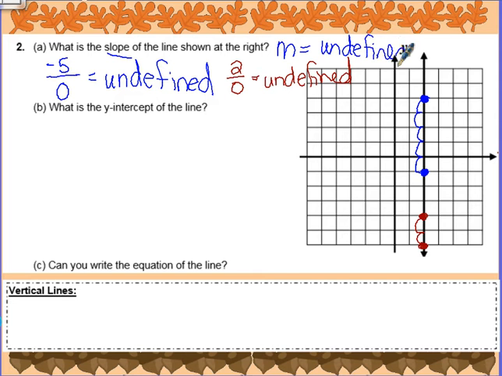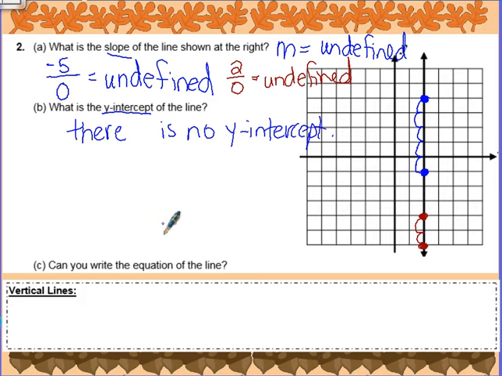Some of you may have remembered Slope Dude from last year. He would fall down that cliff and he would yell, undefined! So that is the slope of a vertical line. The second part, we need to figure out the y-intercept. So, where does this vertical line cross the y-axis? Does it ever cross the y-axis? No. So there is no y-intercept. Okay, it never crosses the y-axis.